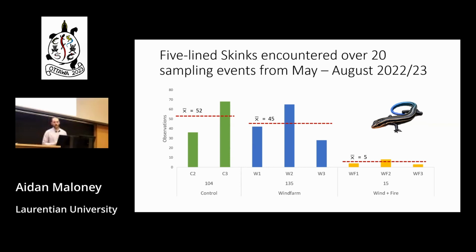However, when we look at the wind plus fire double impact, you can see it's severely lower than the wind farm treatment, which suggests that it's possible that the fire did severely affect the population. But again, without the before data, I can't truly confirm this. So I'm also trying to access some historical observations to see what the population looked like in these areas before the fire hit.